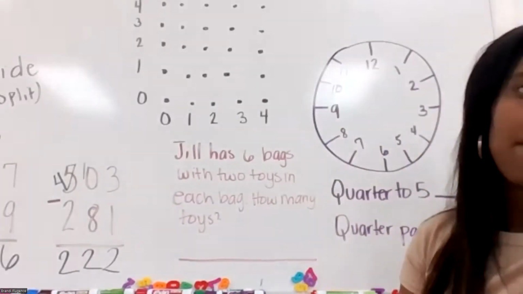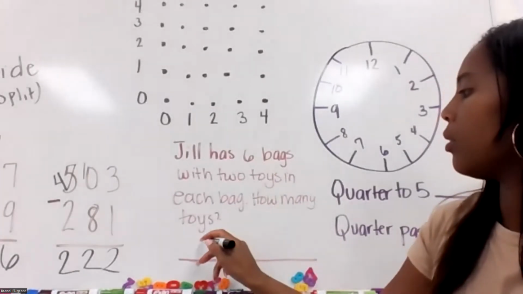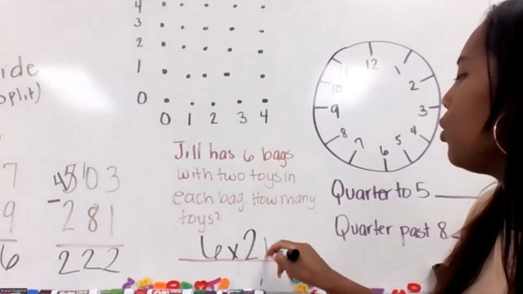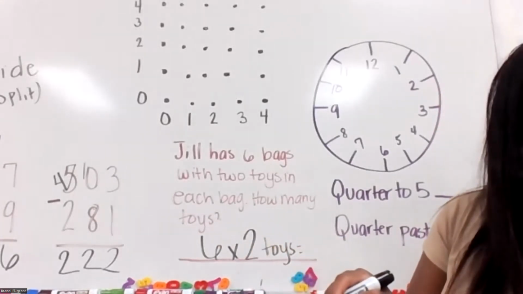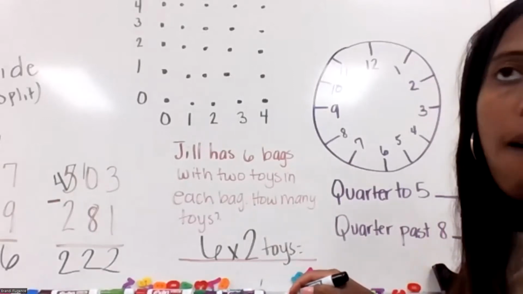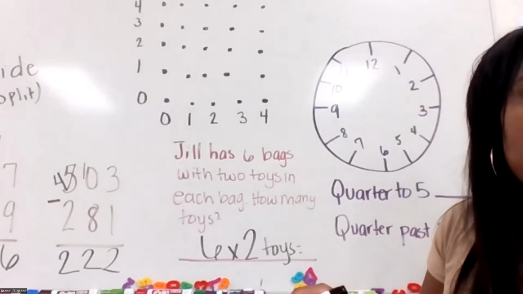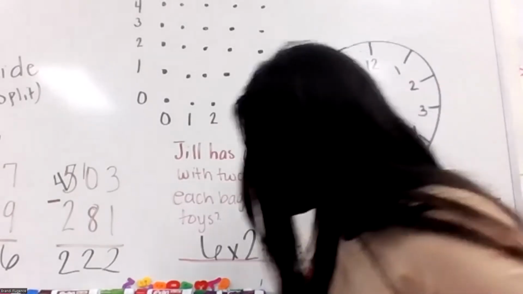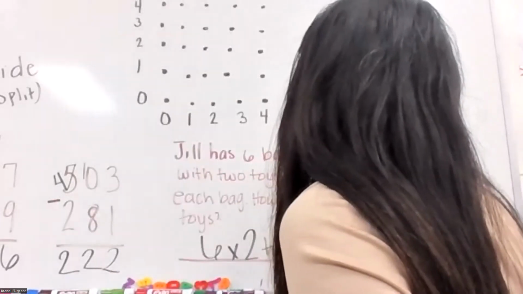That's easy. Start with your first number. 6 times 2, because she has 6 bags with 2 toys in each bag, equals a total of how many toys? 6 times 2 toys equals. That's like saying 6 plus 6. 12. 6 times 2 toys equals 12 toys.